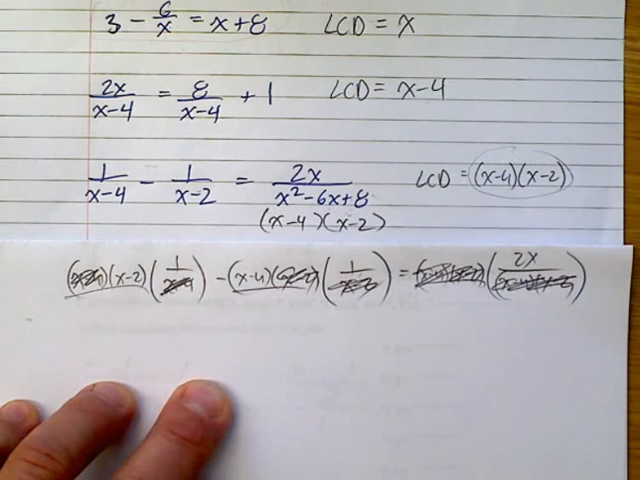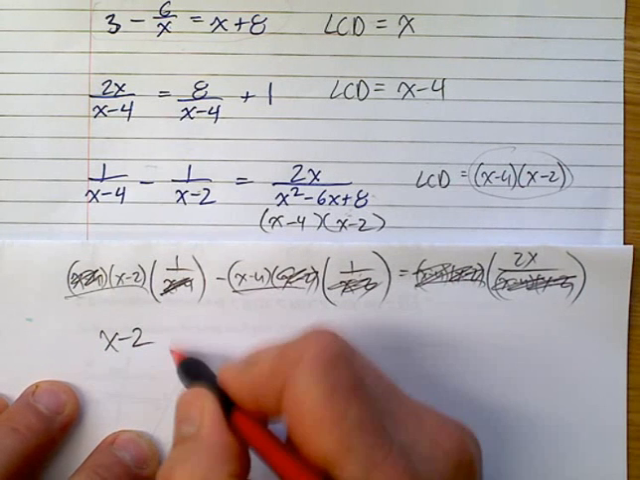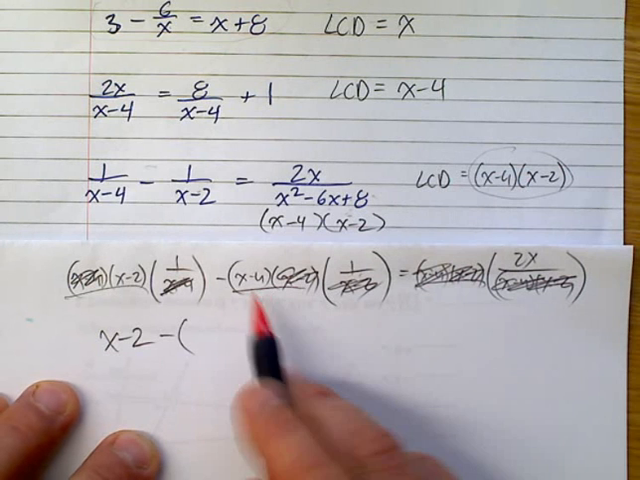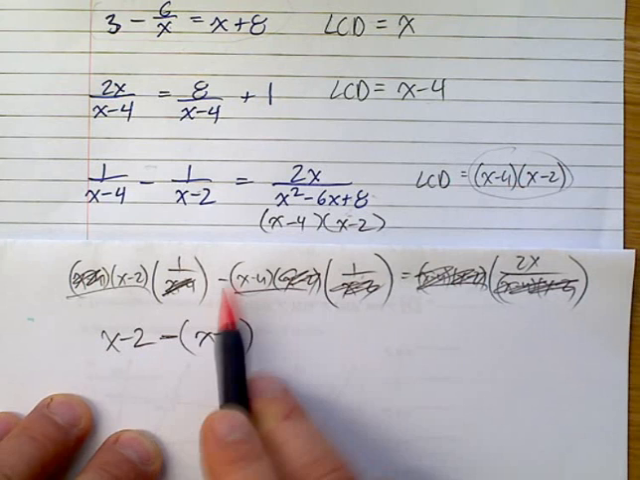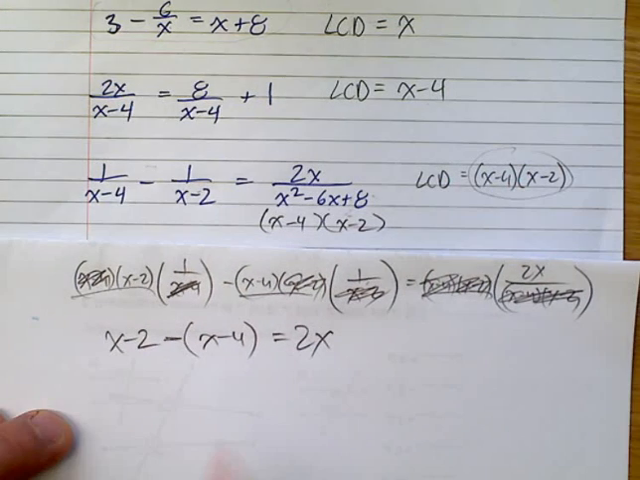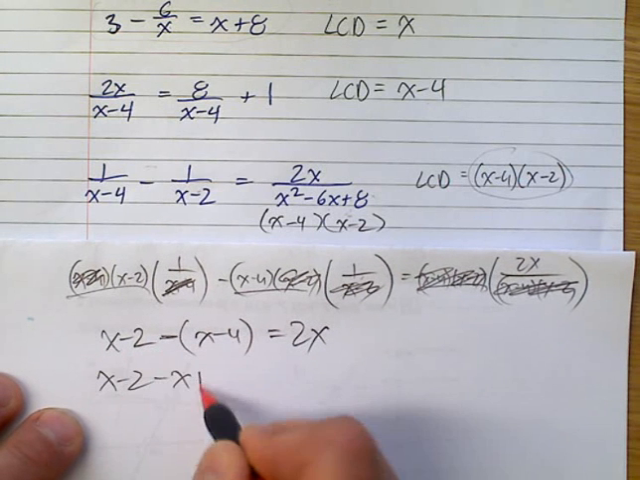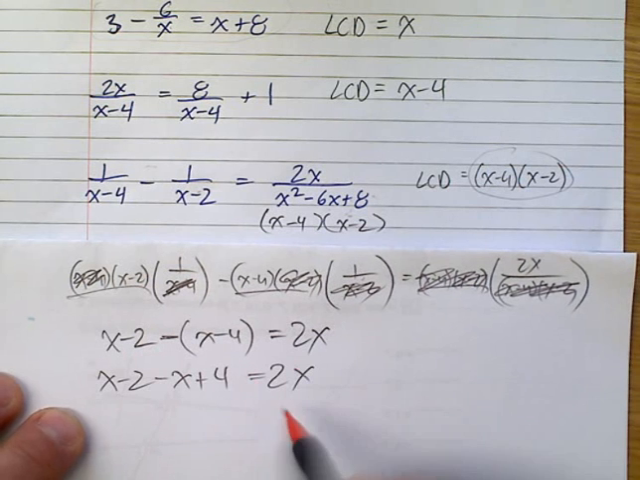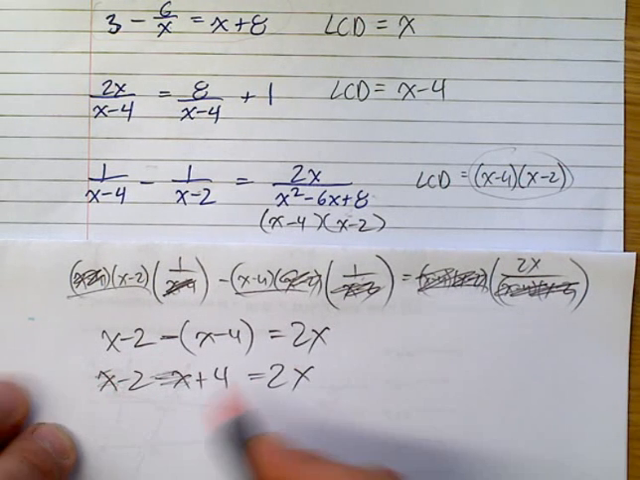What's left? Here, x minus 2 minus, I'm going to put this in brackets, x minus 4 times 1 is just x minus 4. Notice why I put it in brackets? Because I have a negative here that screws everything up, equals 2x. Now, let's expand this bracket: x minus 2 minus x plus 4 is 2x. We'll look and see if you can check out what's happening. These x's cancel each other out. Minus 2 plus 4 is 2. 2 equals 2x. That means x is equal to 1.